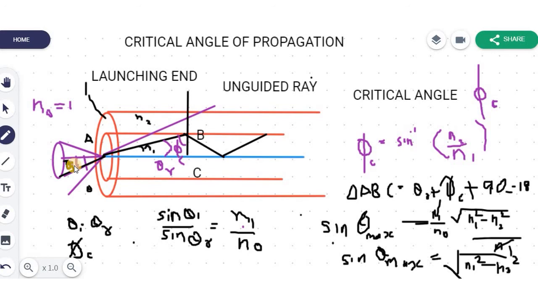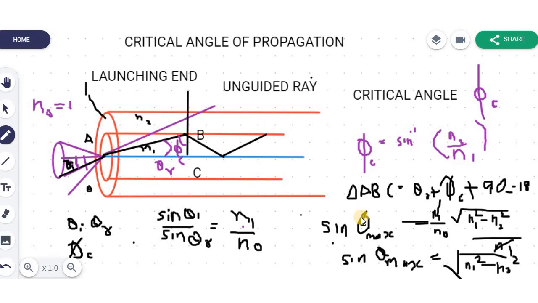Thus, only those rays that are incident on the face of the fiber making an angle theta max or less than theta max will undergo total internal reflection. That means those rays which are entering within this cone will propagate through the fiber. So this cone is called the acceptance cone. The angle of the acceptance cone is twice theta max. Hope it is clear for you.